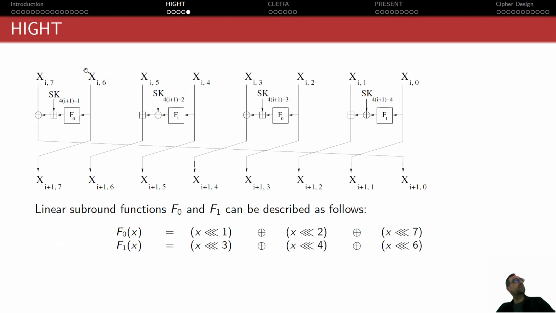So for instance, if this byte X comes here and is fed as the input here, then this input X is rotated 1 bit to the left, 2 bits to the left, and 7 bits to the left, and the results are XORed, and the result is produced here. So it is just a rotation XOR, okay? These are actually linear operations, so the only non-linear part comes from this modular addition.